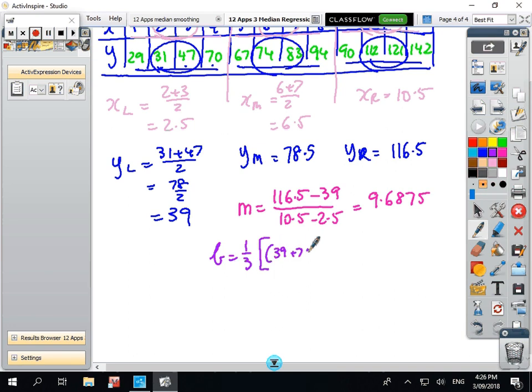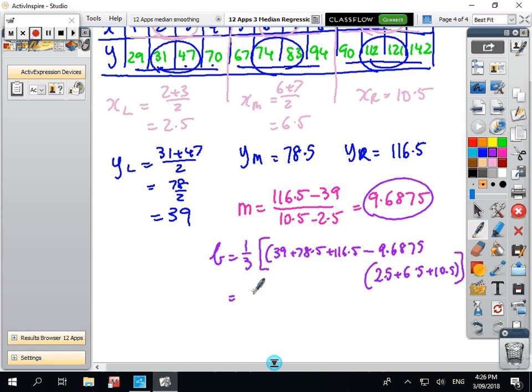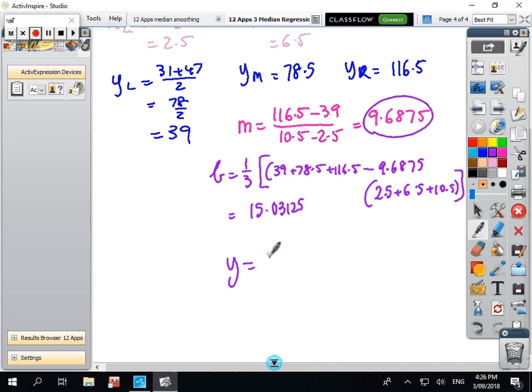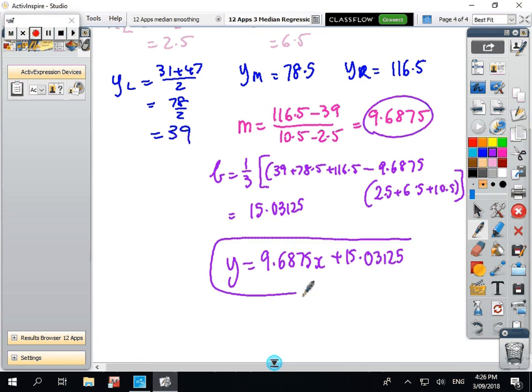And then to get the b value, which is a bit more complicated, it's 1/3, and we have to add the y's, and then minus that number, 9.6875, multiplied by the x's. Close bracket, and when I did that on my calculator, I got 15.03125. And so the answer to the line is y equals mx plus b, so that's my equation of my line.